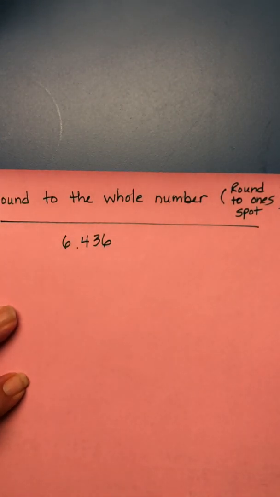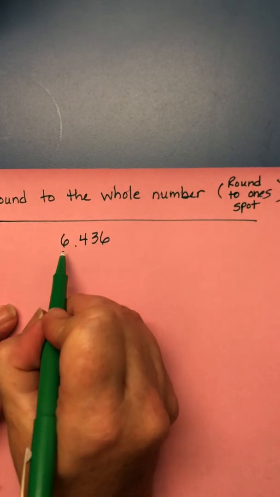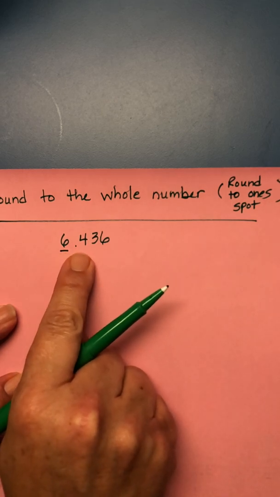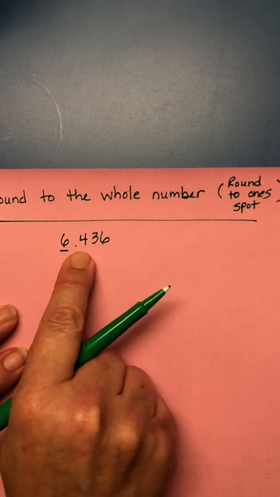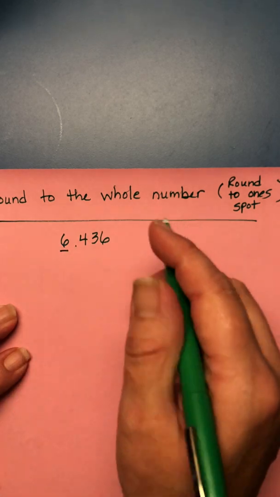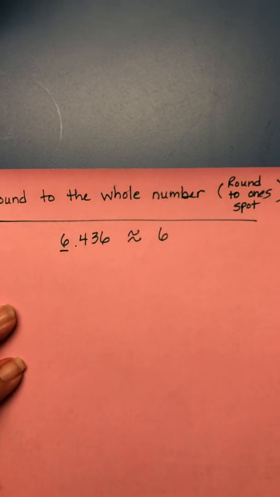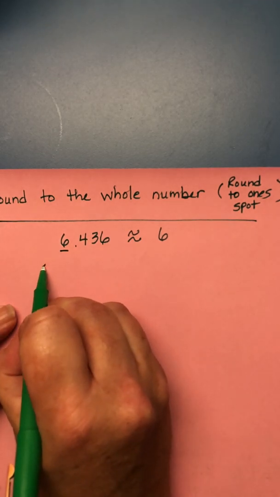6.436. Round to the whole number. That's the one spot here. So I'm going to do the same thing. Look at the number next to it. That's a 4. 4 or less stays the same. So this is approximately 6. Okay. Here's another one.